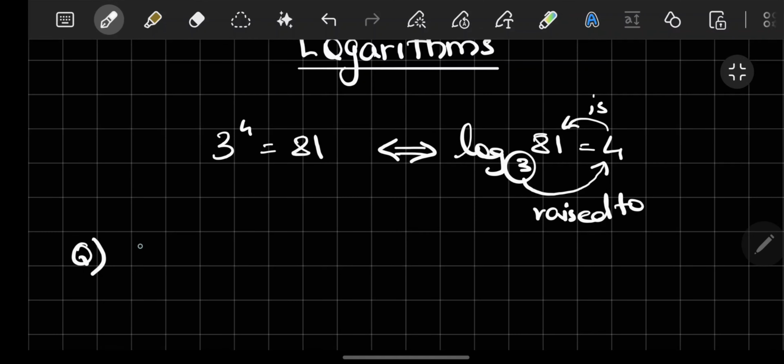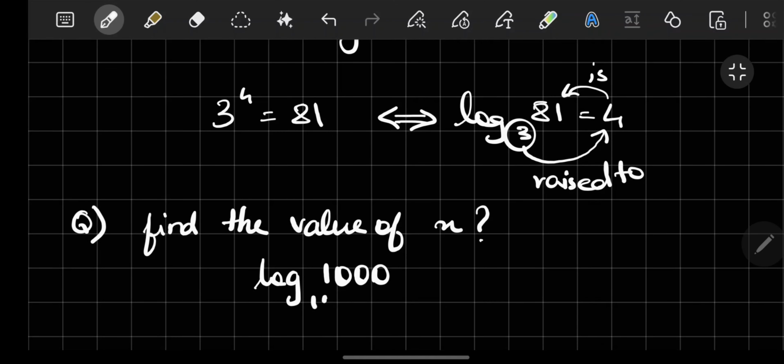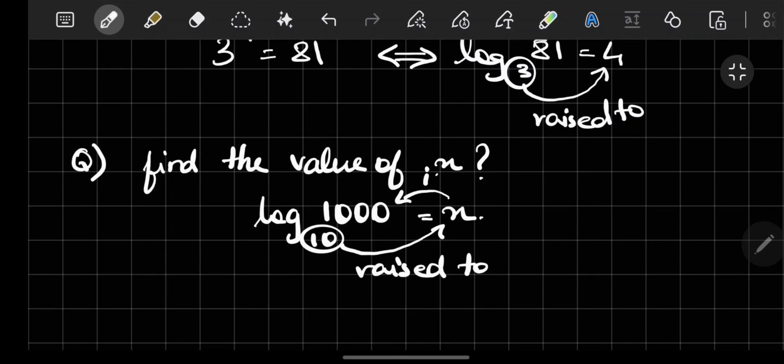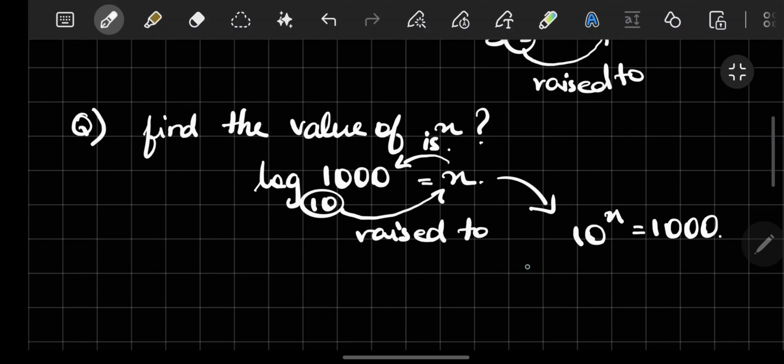Now here is a sample question for you. Now remember what we told you? To express logarithm into exponential, the base power x should be equal to 1000. So that's how you write in the exponential form.